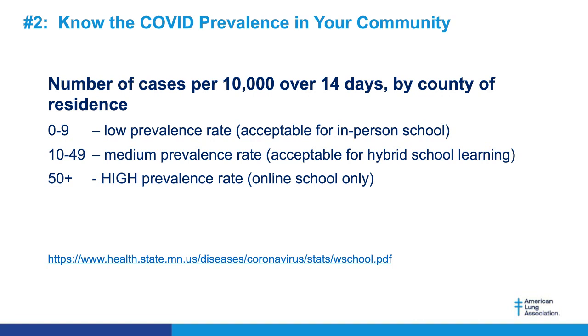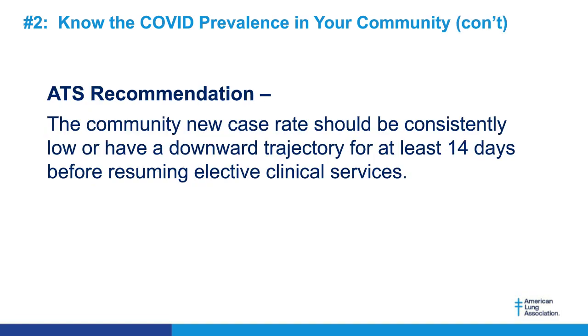Low prevalence is a 0 to 9 per 10,000 over the last 14 days. Medium prevalence is 10 to 49. And high prevalence, these kids can only go online school, or distance learning as we call it, if they have more than 50. The community new case rate should be consistently low and have a downward trajectory for at least 14 days before resuming elective clinical services. This is right out of the American Thoracic Society.